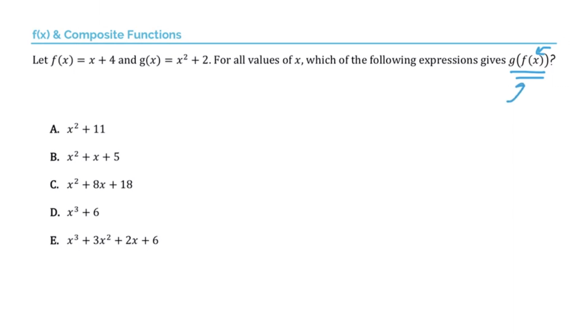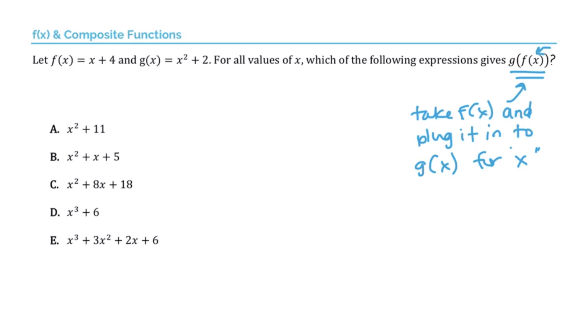Now, what this is telling us to do is to take f of x and plug it into g of x for x. So what does that even mean? That means I'm going to take my core expression for g of x, which is right here. So g of x is x squared plus 2. So think about it. If I was asked for g of 3, I would do 3 squared plus 2, right? Whatever you have here, you put here. But instead of x, I actually have a function.